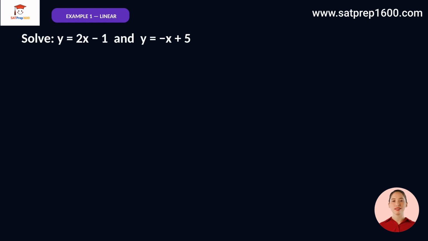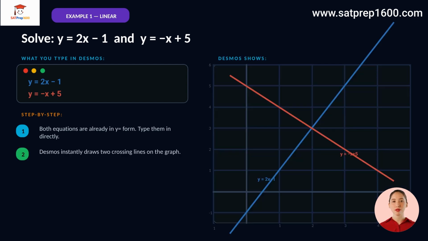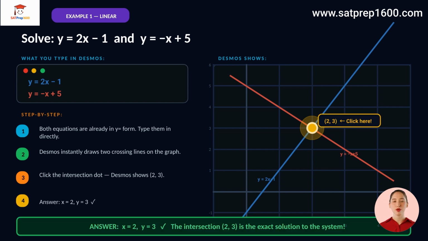Let's do a real one. Solve the system y equals 2x minus 1 and y equals -x plus 5. Both equations are already in y equals form, so you type them in directly. Exactly as you see them. Y equals 2x minus 1, y equals -x plus 5. The moment you hit enter, Desmos draws 2 lines crossing on the graph. You click the intersection dot and Desmos shows you the point. 2, 3. That's your answer. X equals 2, y equals 3. Done. No algebra, no errors, just the coordinates of the crossing point.